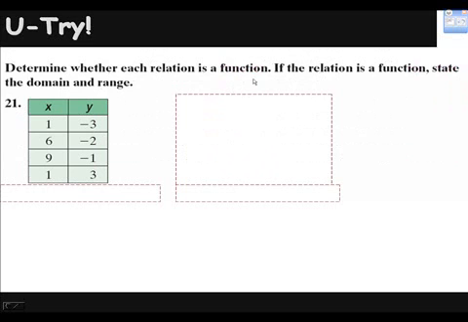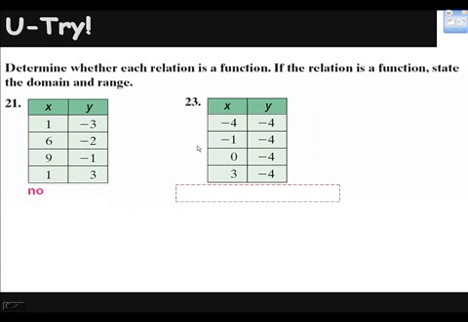Determine whether each relation is a function. If it is, state the domain and range. Let's see, I got 1, -3, and 1, 3. 1 goes to two different things, so that is not a function. How about this one? All the x's are different, so it is a function. The domain is just going to be all these values. The range is going to be that value. So yes, the domain is -4, -1, 0, and 3, and the range is just -4.